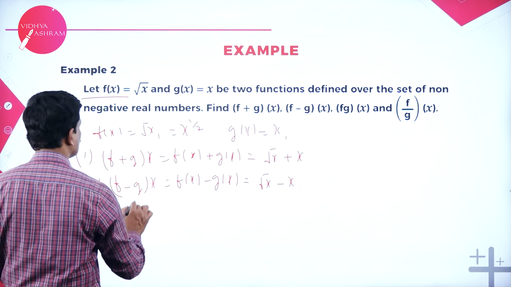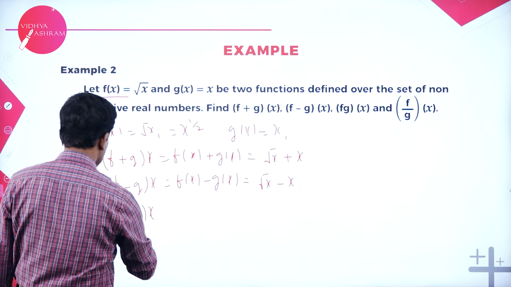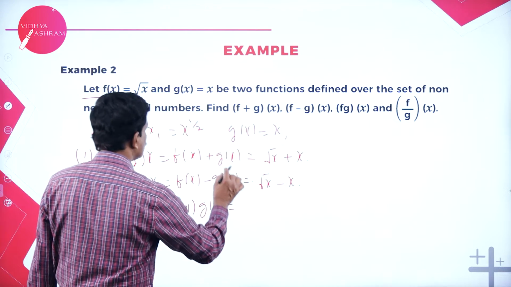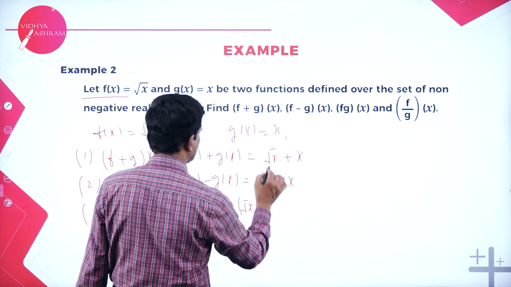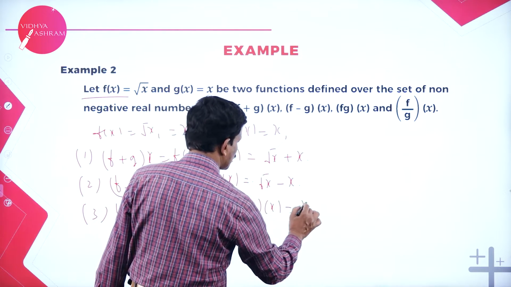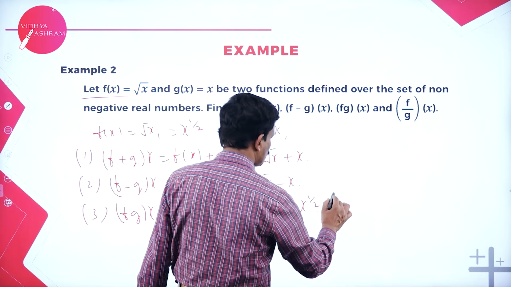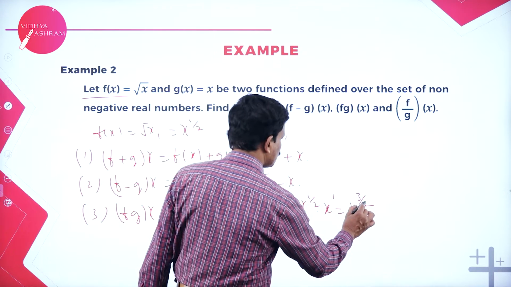And the third one, f of g into x. So this is nothing but f of x into g of x. What is f of x? Root x into g of x. What is g of x? x. So if you want, you can write root x as x to the power of half, into x to the power of 1. Half plus 1 is 3 by 2. x to the power of 3 by 2.